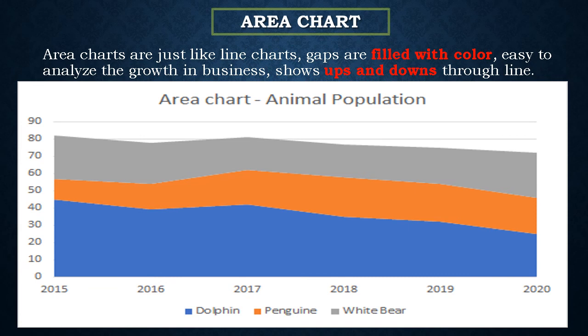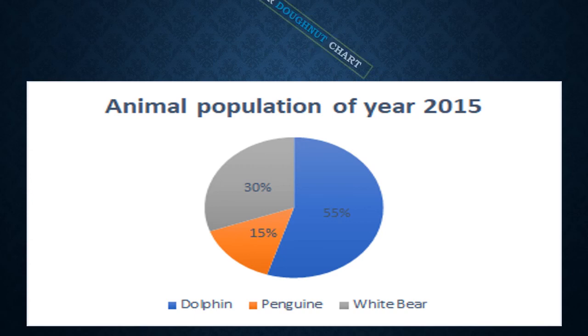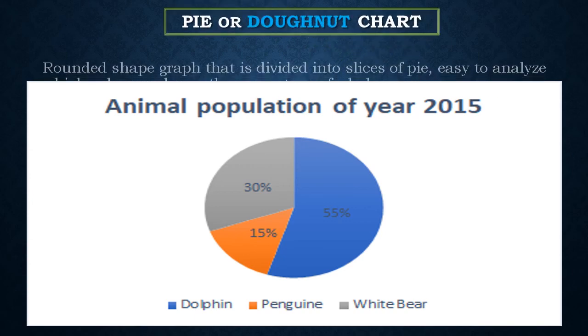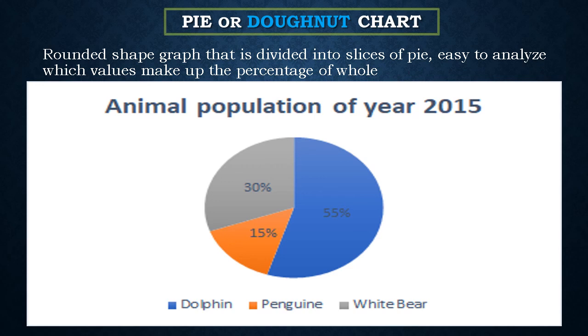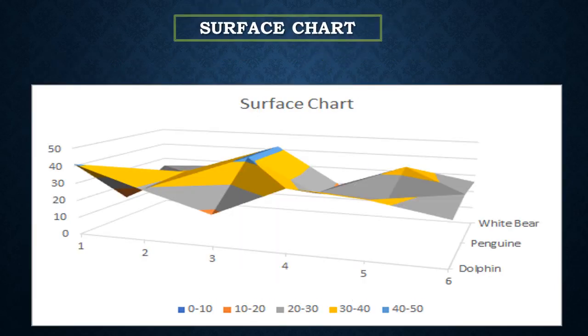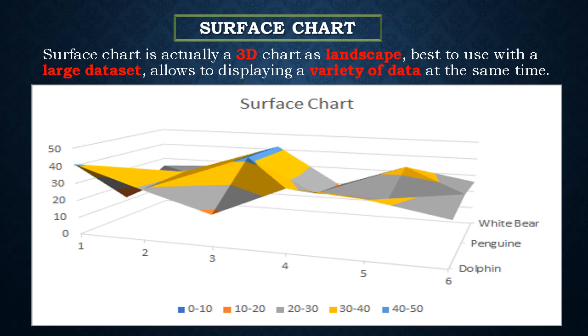Area chart: for example, a company uses the area chart to analyze growth in business; it shows ups and downs through filled color. Pie or donut chart: a rounded shaped graph that is divided into slices of pie. Easy to analyze which values make up the percentage of the whole. Surface chart: a surface chart is actually a 3D chart, like a landscape. Best to use with a large data set. It allows displaying a variety of data at the same time.